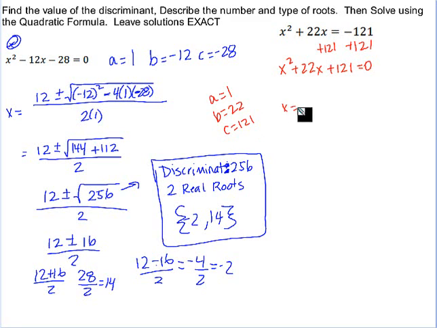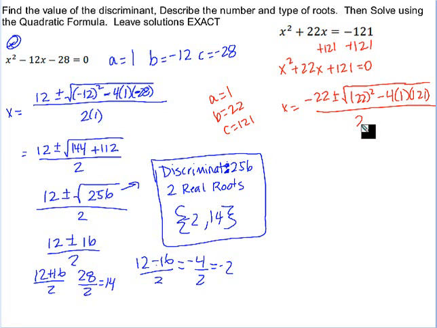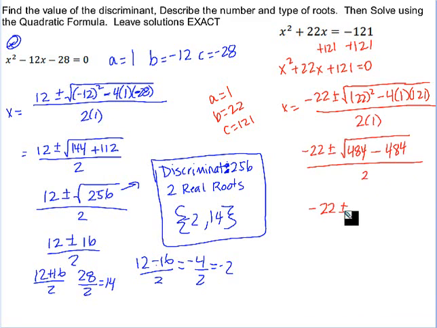So x equals negative b, so negative 22, plus or minus the square root of b squared, so 22 squared, minus 4 times a, so 1, times c, 121, all over 2 times a of 1. So this is negative 22 plus or minus the square root of 22 squared is 484. 4 times 1 times 121 is 484. So minus 484 all over 2, which is negative 22 plus or minus the square root of 0 over 2.